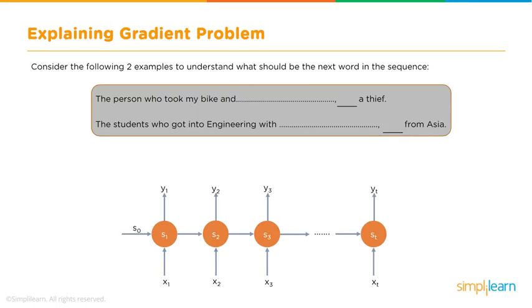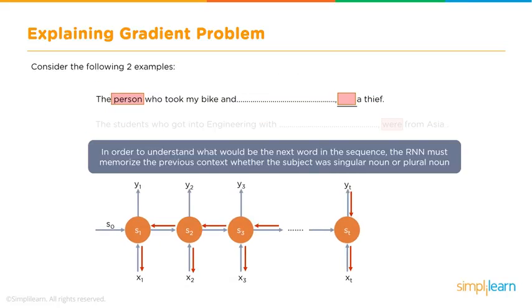Consider the following two examples to understand what should be the next word in the sequence. The person who took my bike and blank, a thief. The students who got into engineering with blank from Asia. And you can see in here we have our X value going in, we have the previous value going forward, and then you back propagate the error like you do with any neural network. And as we're looking for that missing word, maybe we'll have the person took my bike and blank was a thief. And the student who got into engineering with a blank were from Asia. Consider the following example, the person who took the bike. So we'll go back to the person who took the bike was blank a thief.